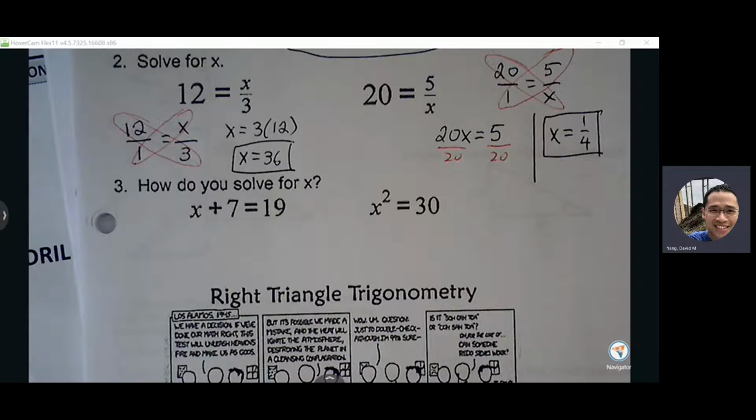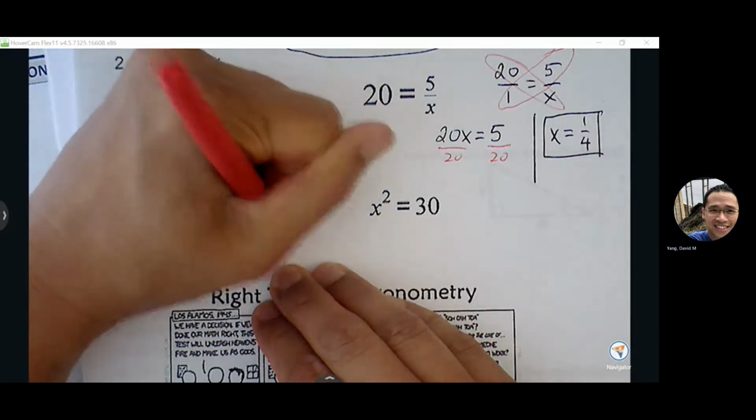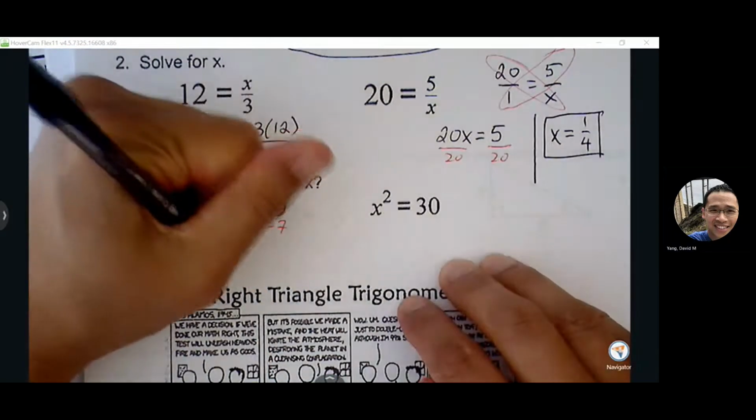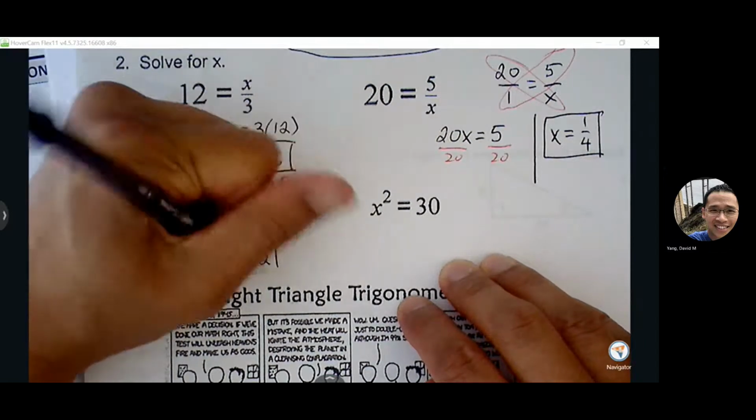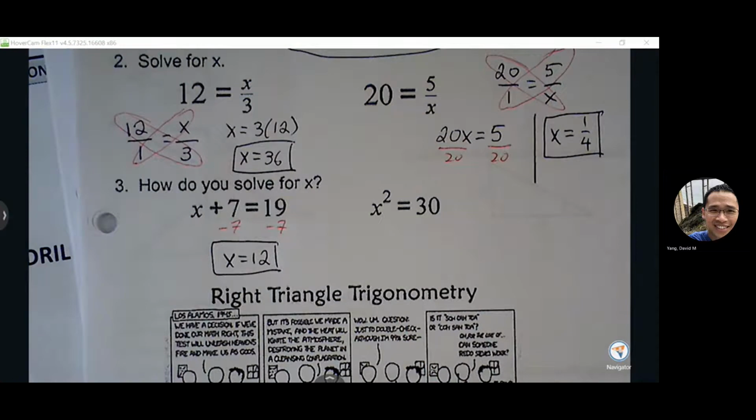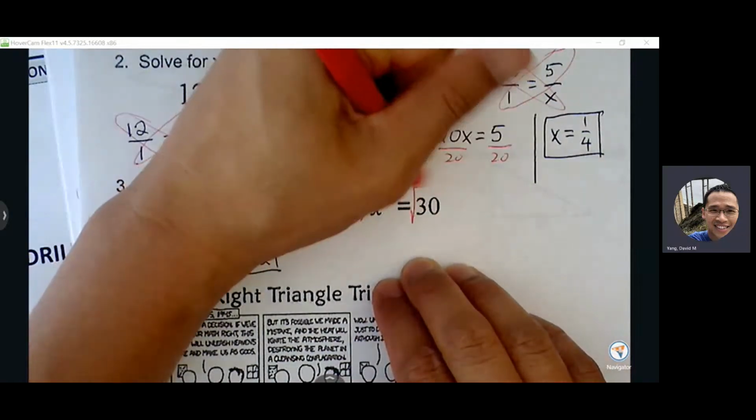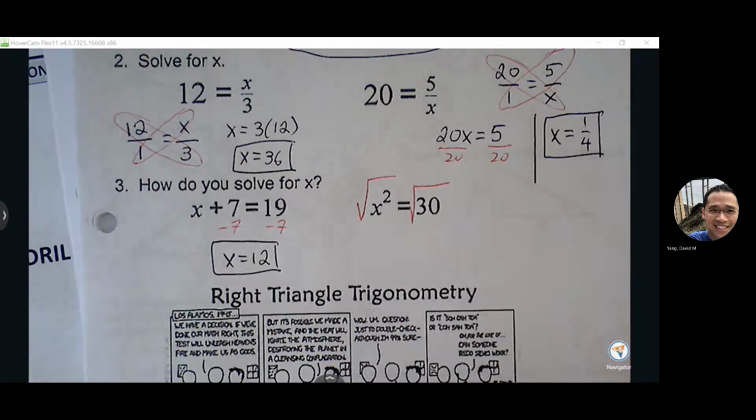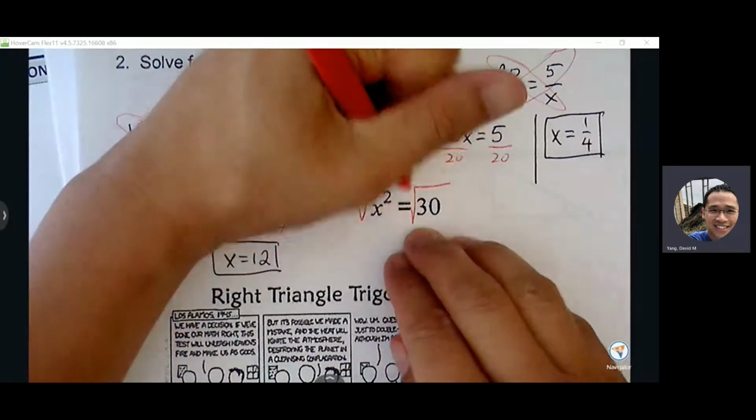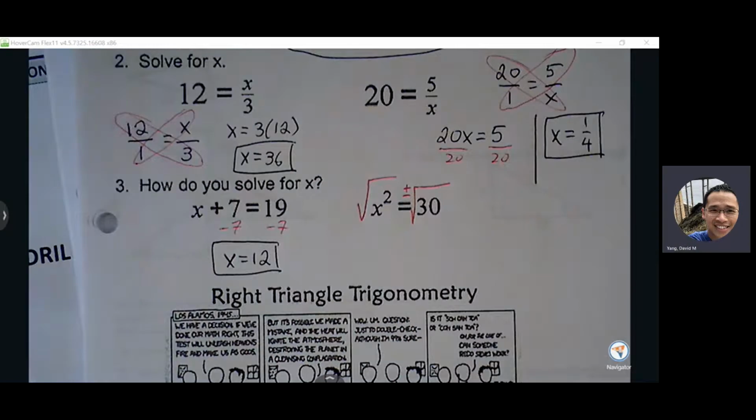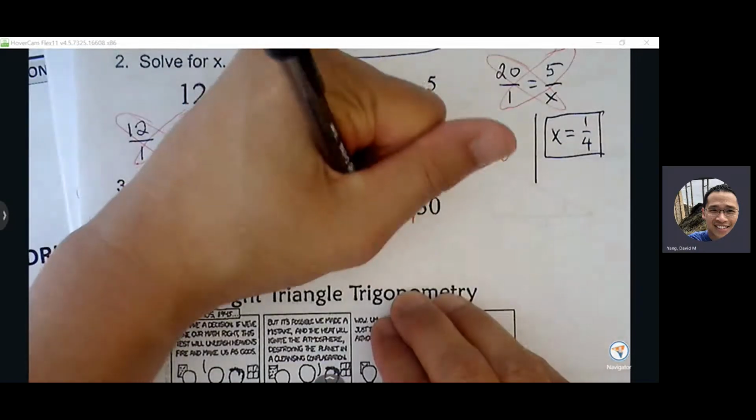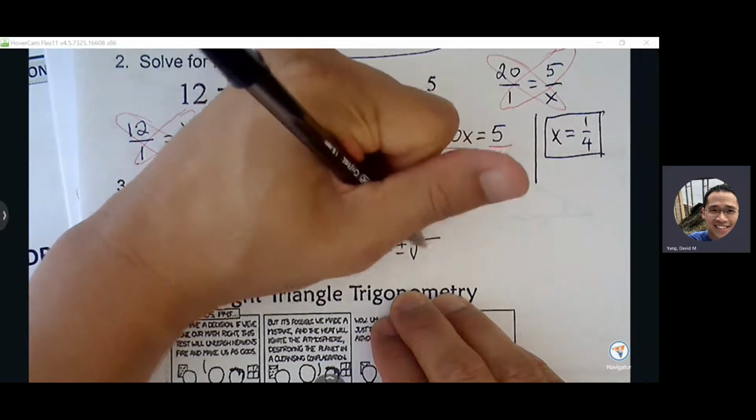Okay, number 3, how do you solve for x? Yep, subtract 7, that's an easy one there. x squared equals 30. How can I get x by itself? Square root. Now, there's something special that happens here when we take the square root. Something pops up on the right side. Plus or minus. Plus or minus is only going to show up if you take the square root of an equation. So here I'm going to get x is equal to plus or minus square root of 30.